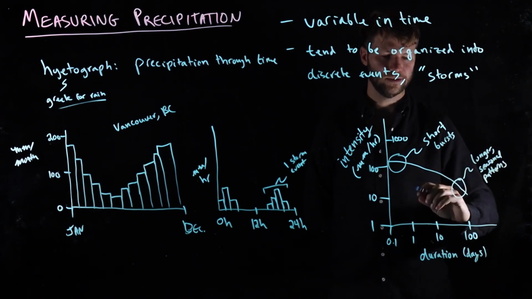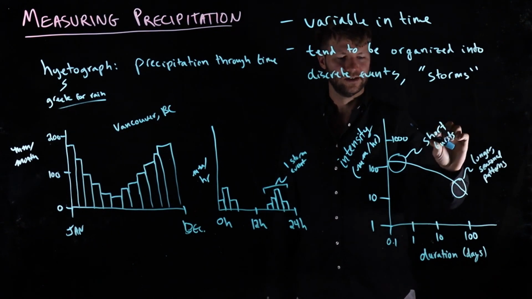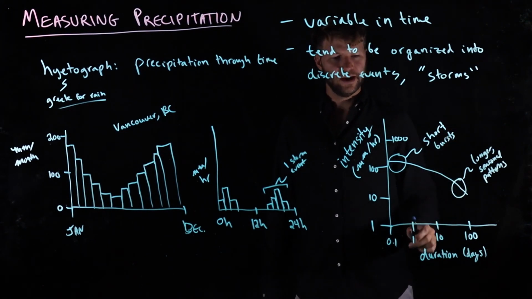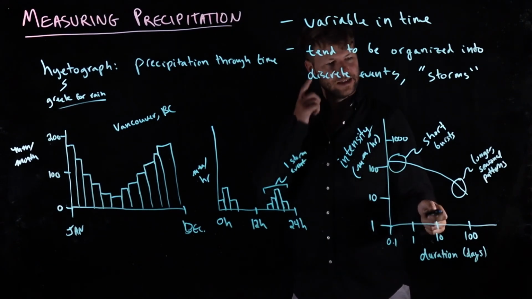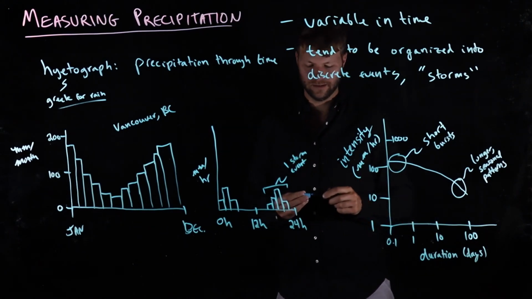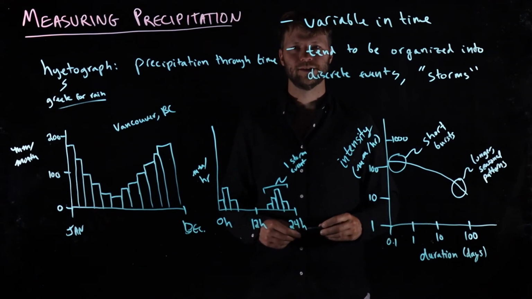And of course, this curve may be shifted up and down for any particular location in the world if it's rainier or drier. But in general, this decreasing trend is something that you should be aware of, that there's an inverse relationship between the intensity of rainfall and the duration over which we're measuring that rainfall.